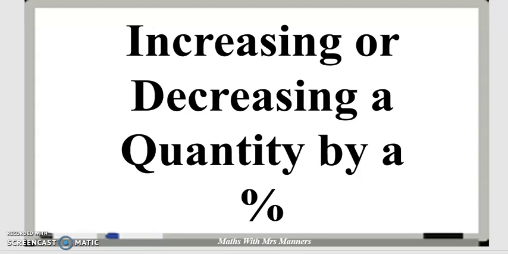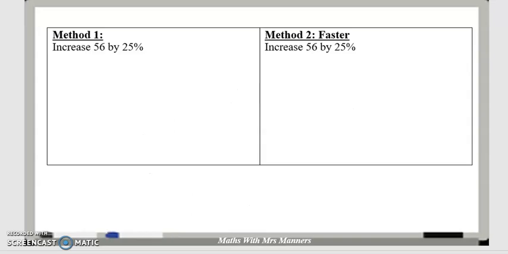This video is on how to increase or decrease a quantity by a percentage. So the first example, let's just look at an example which isn't a word problem. These are always, I think, a bit easier to understand at first. And it asks you to increase 56 by 25%.